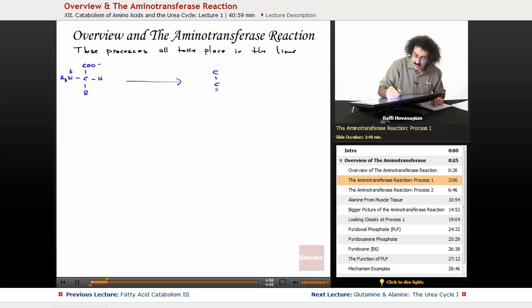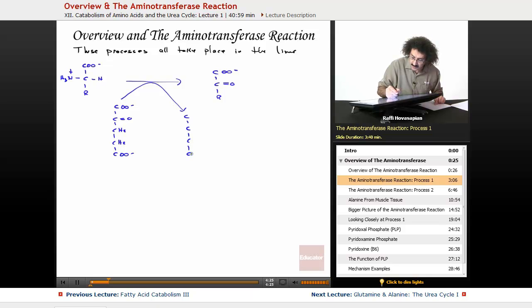Let me go ahead and draw this. 1, 2, 3, 4, 5. O minus, this is alpha-ketoglutarate, and this is going to be O minus there, and then we have 1, 2, 3, 4, 5, we have COO minus, we have H, let me go ahead and put this NH3 plus here, CH2, CH2, COO minus.